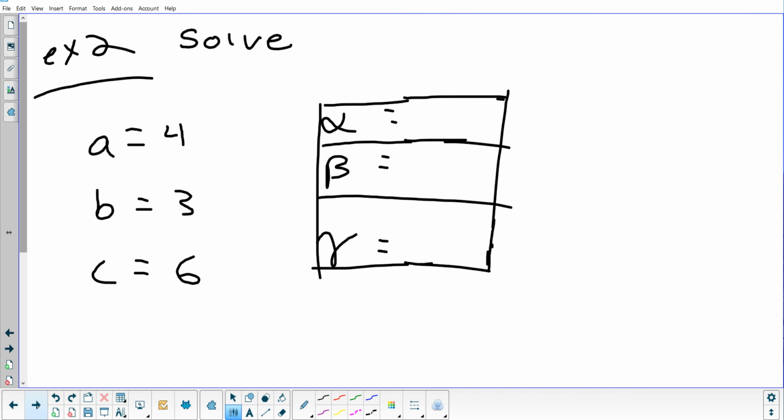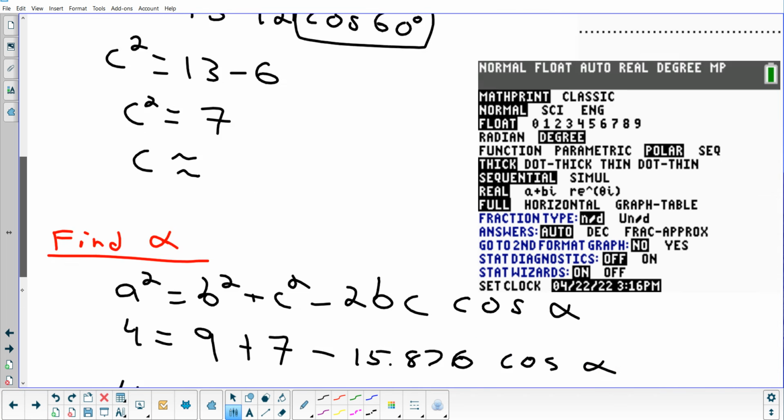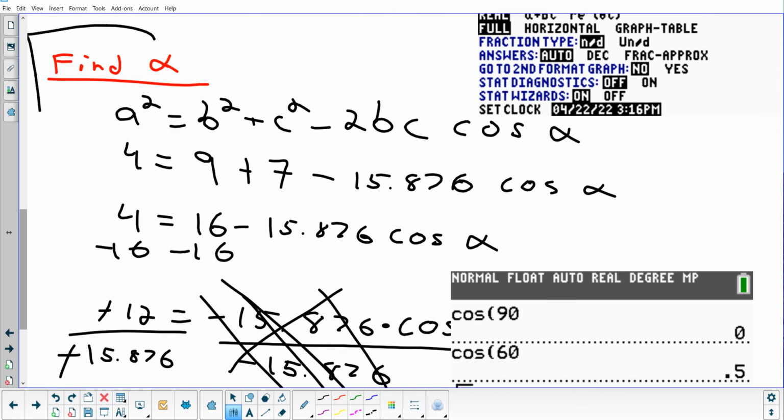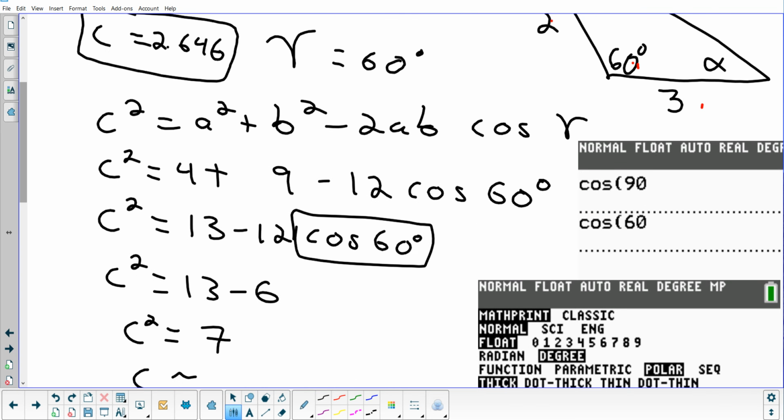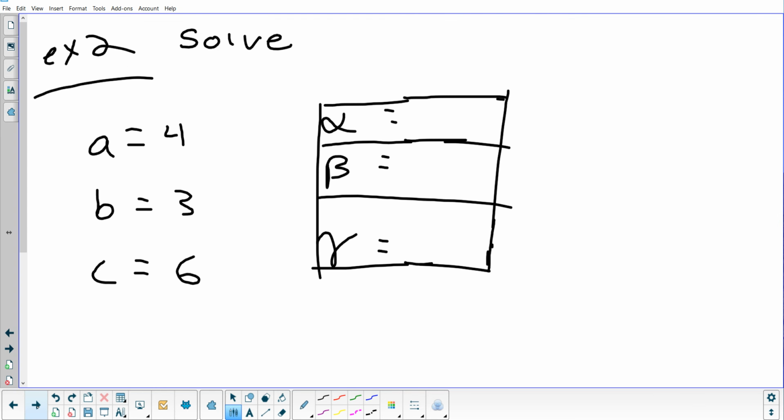In a side side side problem, you are never finding a side. All you have to do is find angles. So this problem is going to look more like this part right here. You're going to have to do this. You're not doing this. You're not finding a side.